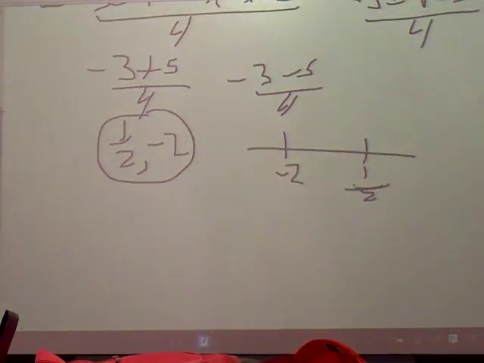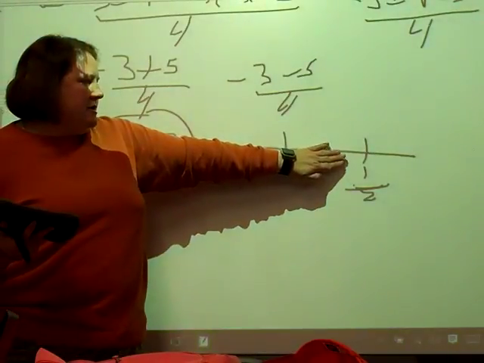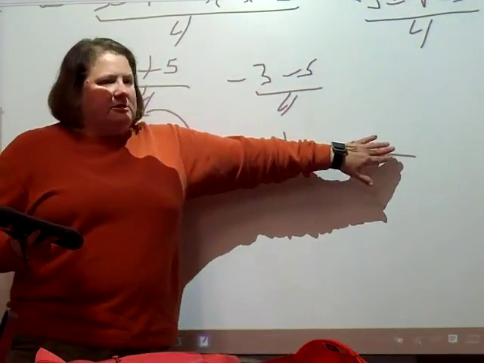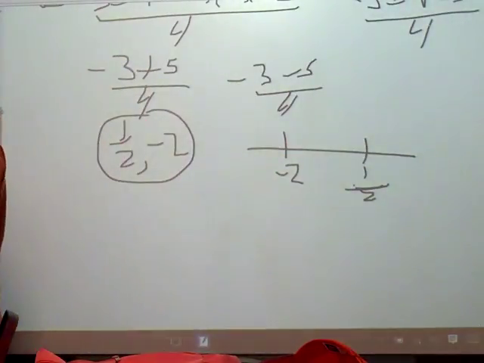Now, what you've done when you put those two numbers there is you've got to figure out where you're going to shade. You just split that number line into 3 sections that could be shaded. It could be shaded here, here, or here. It could be shaded in all of them, or in none of them. You're going to have to pick a test point to plug in and see.